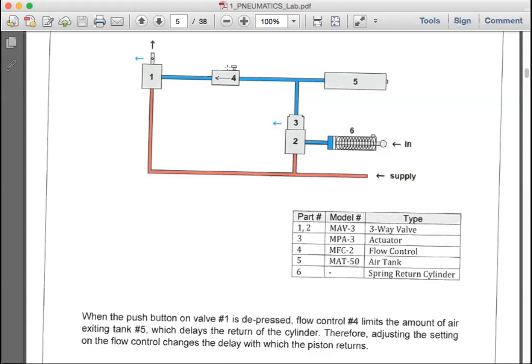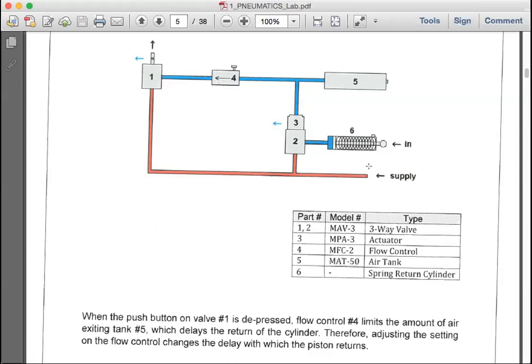Changing the direction of the flow control would completely change the way that the system works, because changing the direction, as we mentioned, would create the delay in extension and no delay in return. Therefore, you cannot use it as an adjustment of the delay in the return. The delay in the return would be controlled only by adjustment of the knob on the flow control and installing larger or smaller volume of the tank. But flipping the flow control would completely change the way the system works.